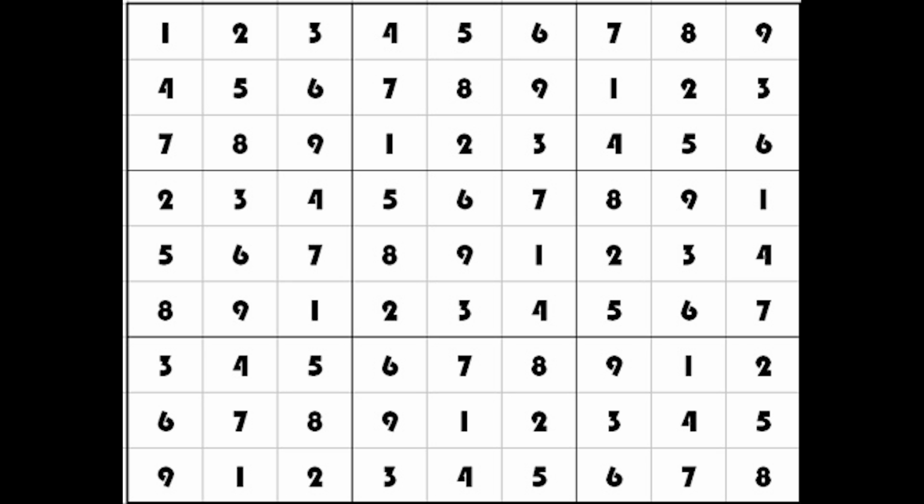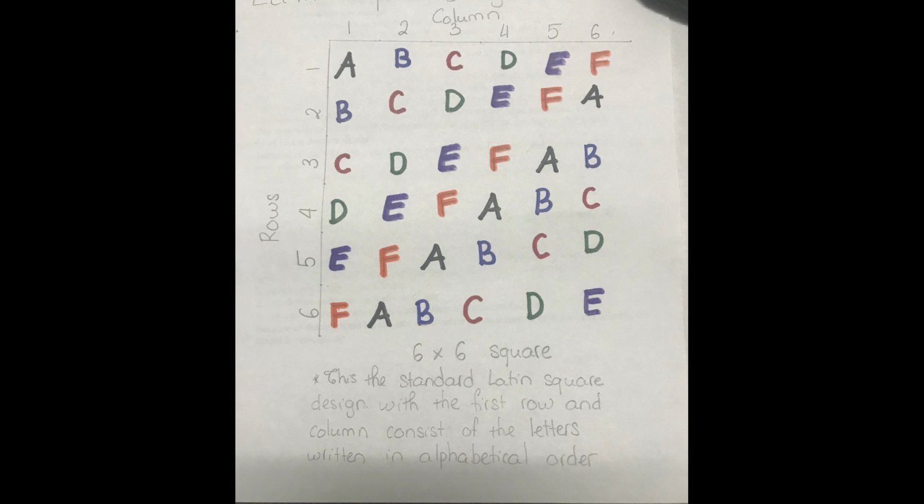If you do Sudoku, it's a very similar concept, but instead of using numbers to put into each square, we use characters, A, B, C, D, and so on. The standard Latin square design consists of letters written in alphabetical order in the first row and column. However, that's not the only way that you can represent those combinations of letters.